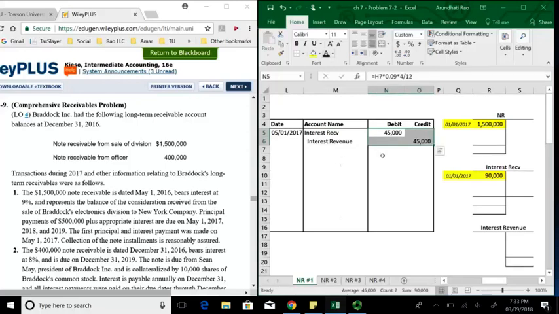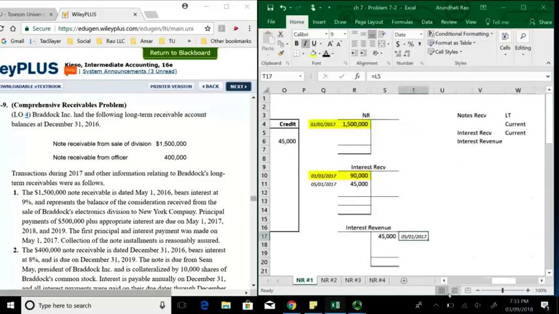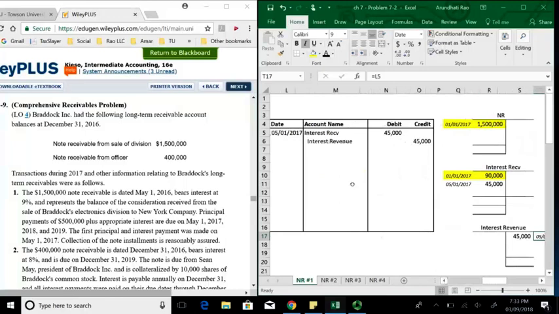Okay. I'm going to go ahead and post this information just so that I have it over here and I know where these numbers are coming from.